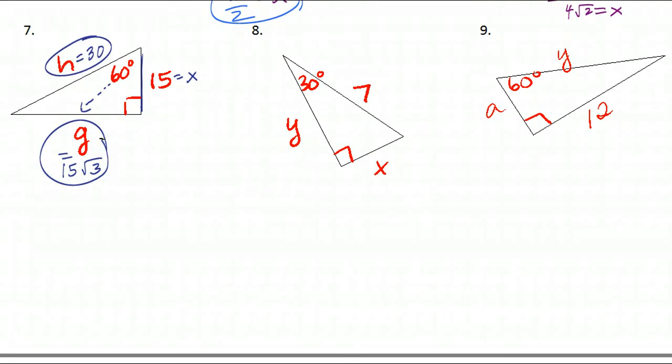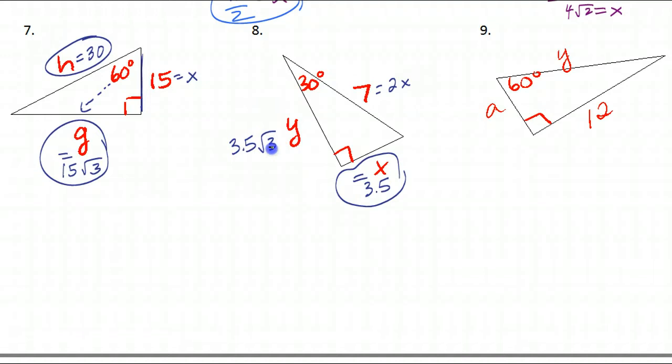For number 8, it's also pretty easy, only they gave me the hypotenuse, which remember is 2 times the short side. So if the hypotenuse is 7, the short side is 3.5. And this seems weird, but I guess then the side across from 60 degrees would be 3.5 square root of 3.